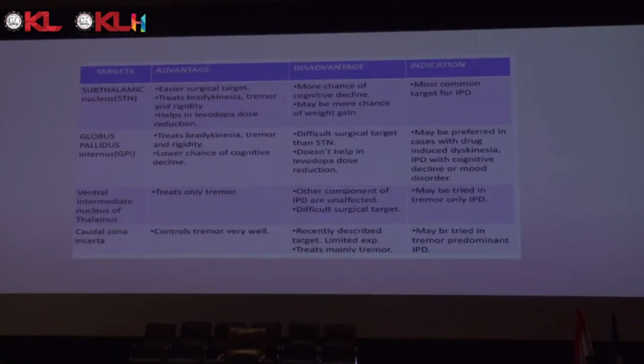So what are the advantages? With the subthalamic nucleus, there is a chance of cognitive decline. With the globus pallidus, there will not be much cognitive effect, but the dose will not decrease. With the ventral intermediate nucleus, the tremor success rate is higher, but we are not doing this anymore. We are targeting more the subthalamic nucleus or globus pallidus interna.